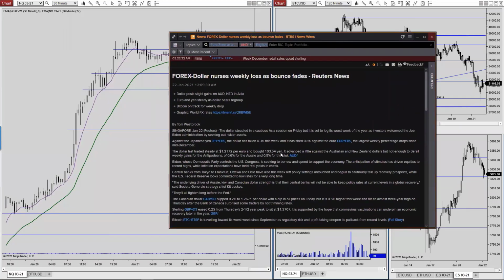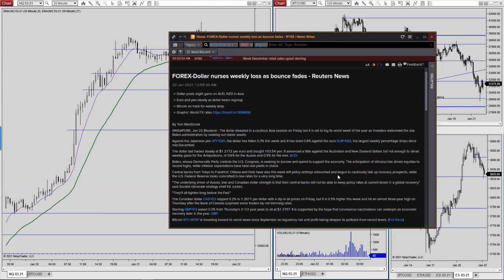So the dollar steadied in a cautious Asian session on Friday, but it's set to log its worst week of the year as investors welcomed the Joe Biden administration by seeking out riskier assets. Against the Japanese yen, the dollar has fallen more than 0.3% this week. It advanced a little against the Aussie and the New Zealand dollars.